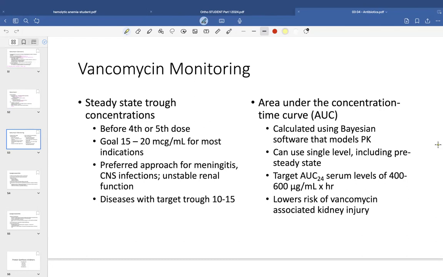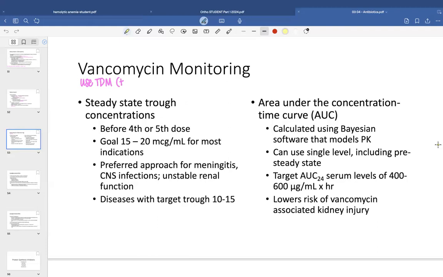But you do want that trough to come back down. Can't have it remain elevated, because the longer it's elevated, the greater risk you have of the toxicity. So what we're looking for is a trough between 15 to 20 mcg per mL. And we will monitor those trough blood levels when we are treating. That's the traditional dosing, especially for meningitis, CNS infection, and stable healing.